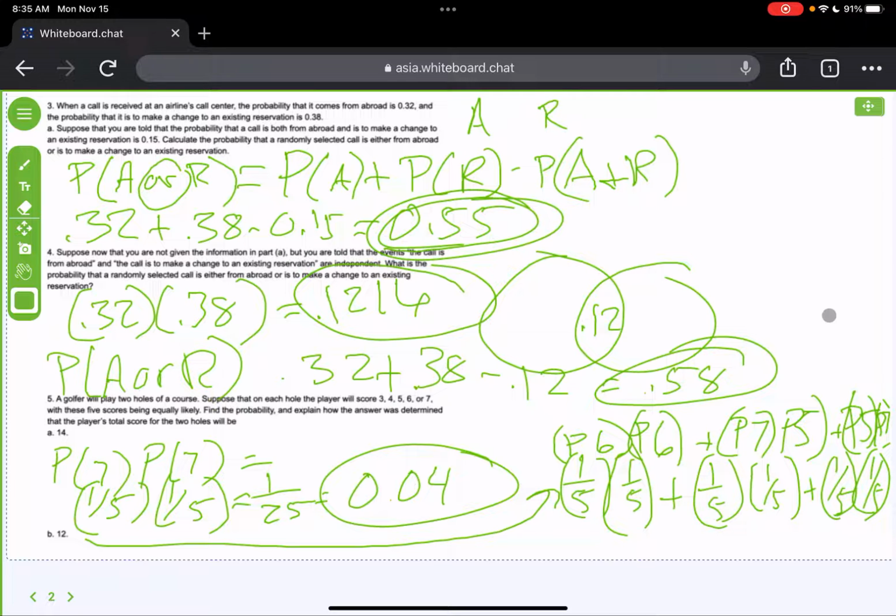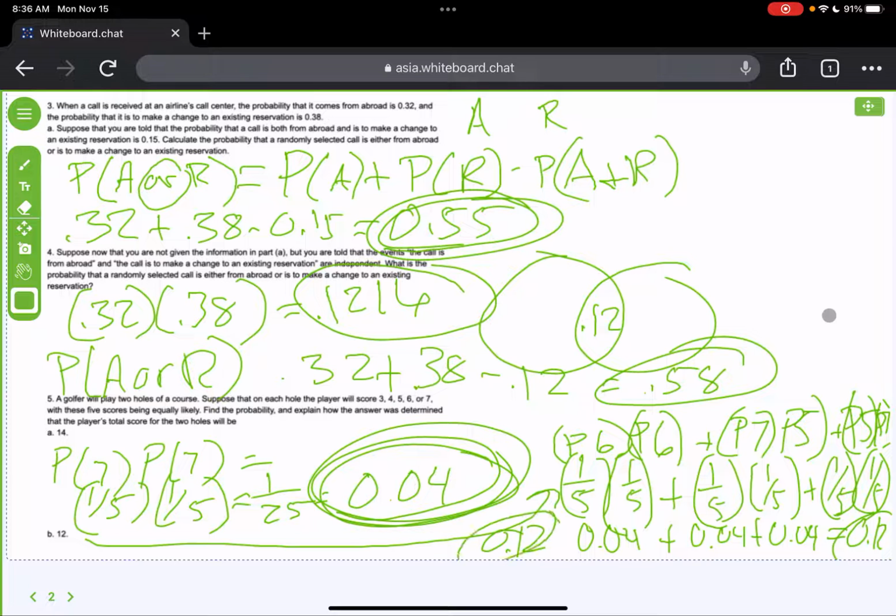And we already know what 1/5 times 1/5 is. That's 0.04. So that's what each one of these is, which is going to equal 0.12. So B is 0.12. You got about a 12% chance of getting a 12. Okay? You got a 4% chance of getting a 14. You got a 12% chance of getting a 12. Okay?